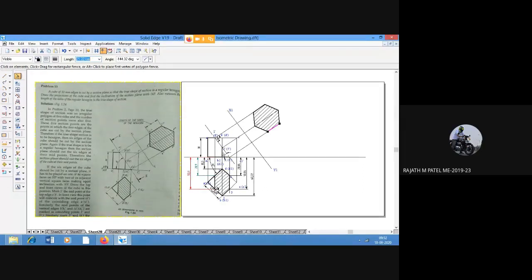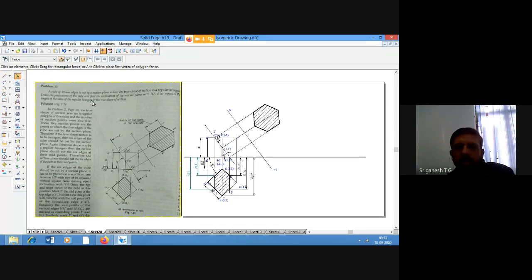Sir, now I got the polygon, sorry, hexagon full, I got it as 21.21, sir. Okay, yeah, right. So then it is correct, right? Okay, right. Any doubts? Any doubts? Right?